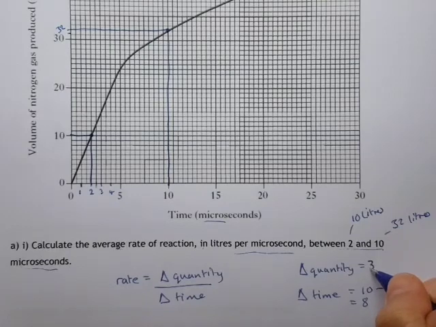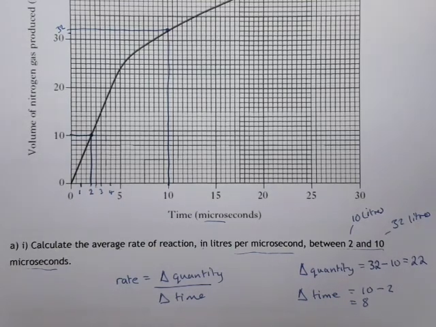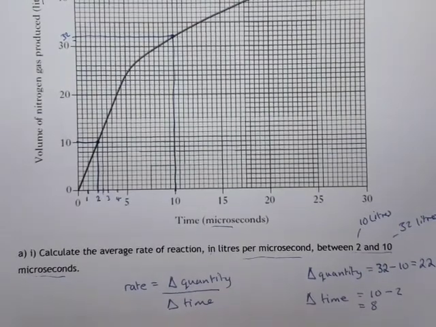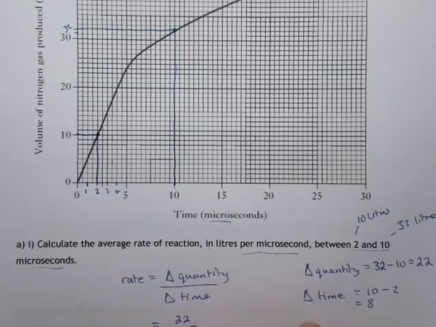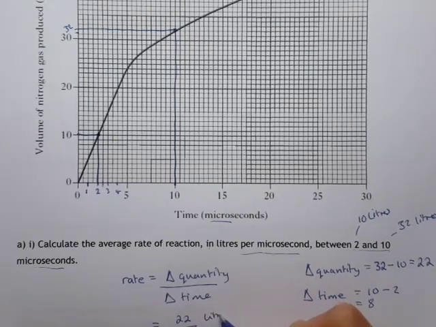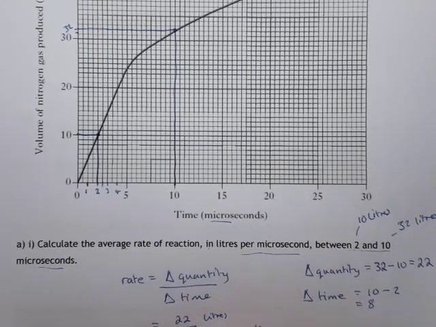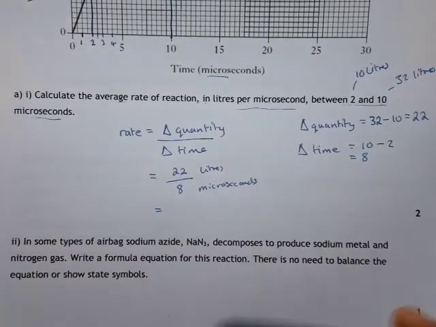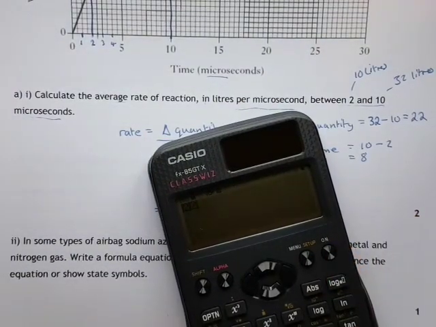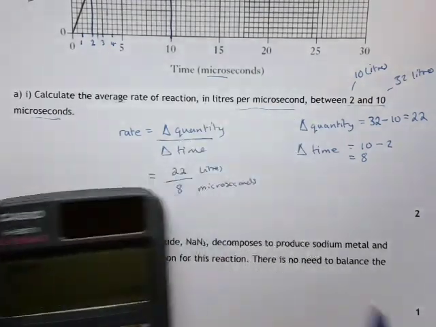So my change in quantity between 2 and 10, well, I've gone from 10 to 32. So to work out the change, I would do 32 take away 10, which is 22 litres. So my rate is change in quantity divided by change in time. So I'm going to say 22 divided by 8, so 22 litres divided by 8 microseconds. And 22 divided by 8, make sure you use a calculator. Okay, and that works out at 2.75.